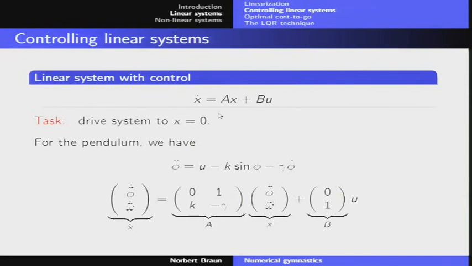Now in general, a linear system with control will look like this. And the task will be to drive it to x equals 0. Remember that the new variable is now actually the distance to the fixed point, as I said earlier. So the task is to drive it to x equals 0. So if we start with this original equation, if we linearize it around the unstable fixed point, we end up with this. And it has the form shown above.